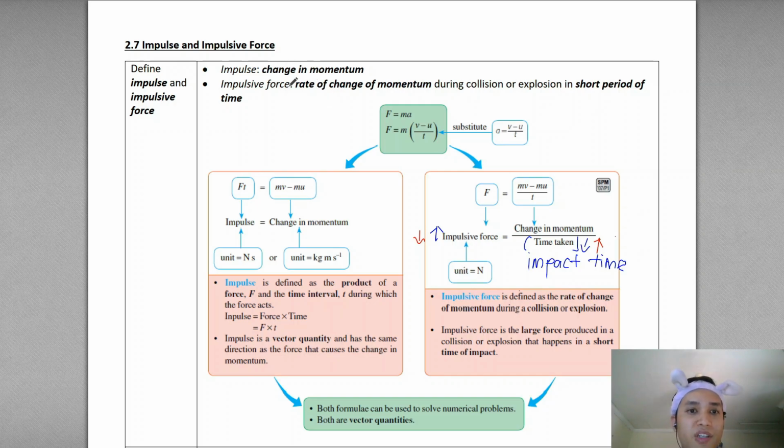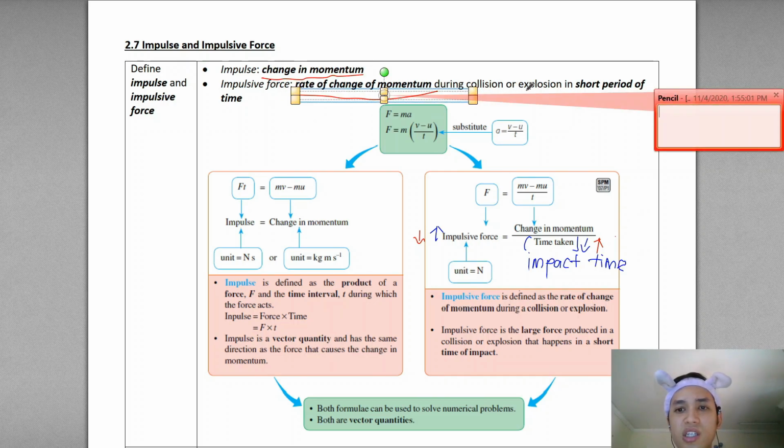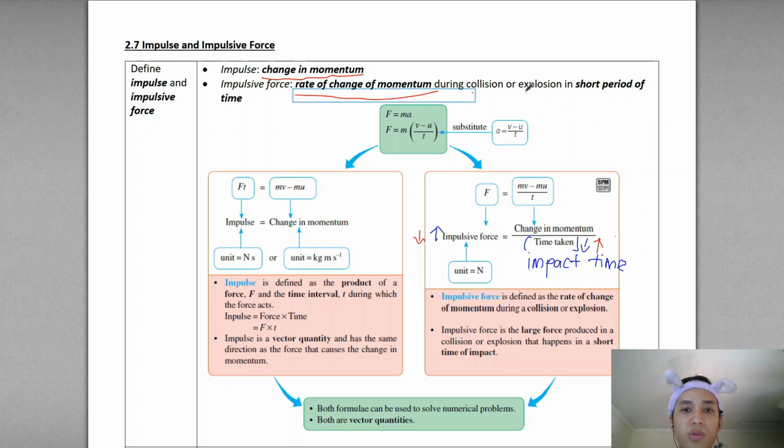Now, if you look at the definition here, they give you that impulse is the change in momentum, and then impulsive force is the rate of change of momentum during collision or explosion. So what do we mean by all these things? Okay, so technically, impulse is actually an action that you do to change the motion of an object.